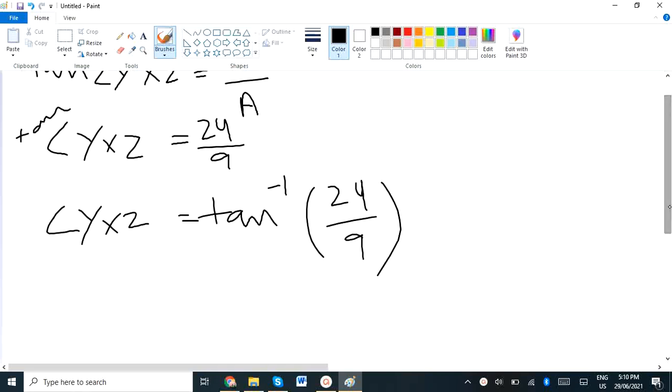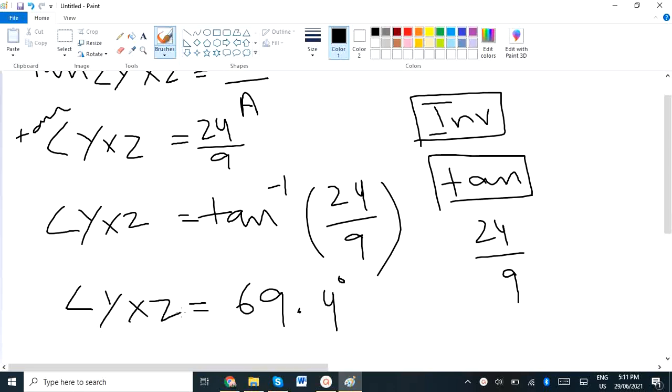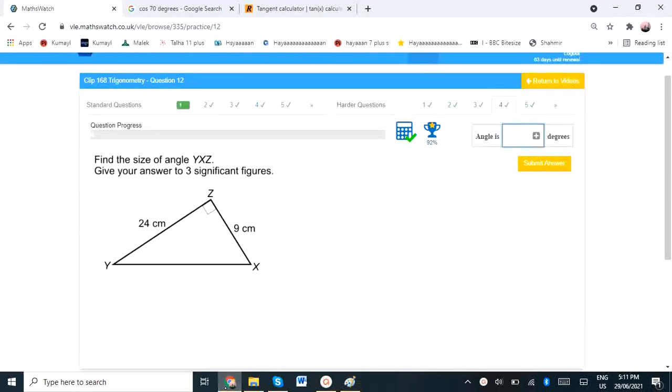How do you calculate tan inverse? You go on your calculator, press the inverse button, that will be like INV, then press the tan button, and then you can press 24 by 9. It will give you tan inverse. When I did it, I got 69.4 when I rounded it to 3 significant figures. So my angle YXZ is 69.4 degrees. Let me write it here.